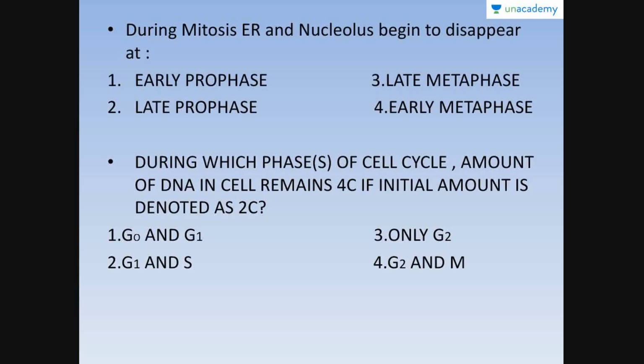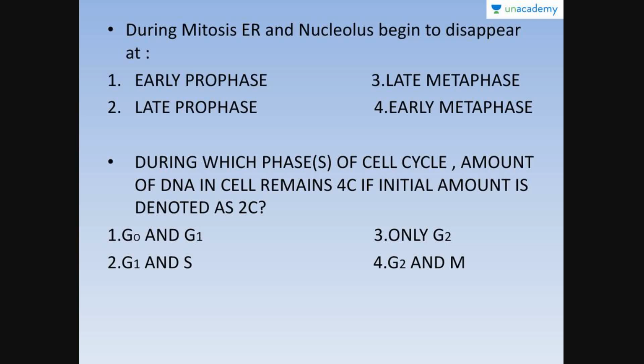Next, during mitosis, ER and nucleolus begin to disappear at. Now this one is quite tricky. You should realize that metaphase is not the phase during which any of the organelles disappear, because metaphase is the phase which is mostly characterized by the formation of spindle fiber. So we should cut down the option of metaphase. Rather, we should focus upon early prophase and late prophase.